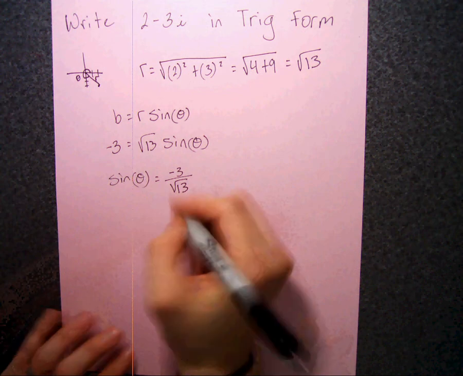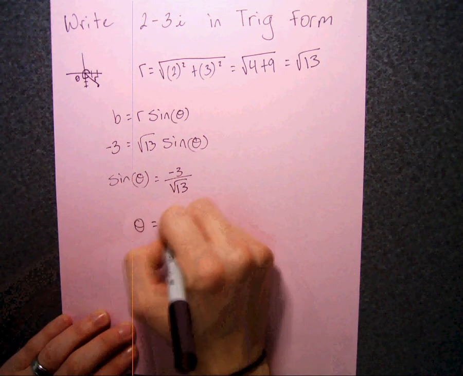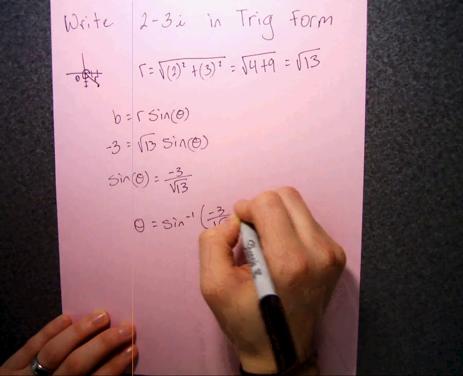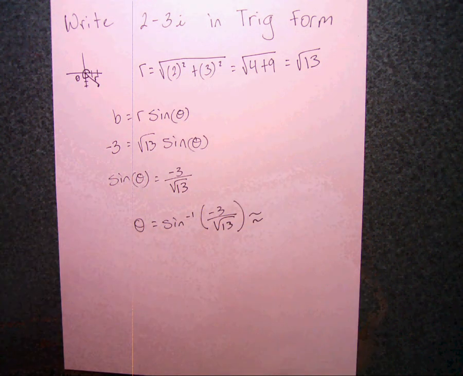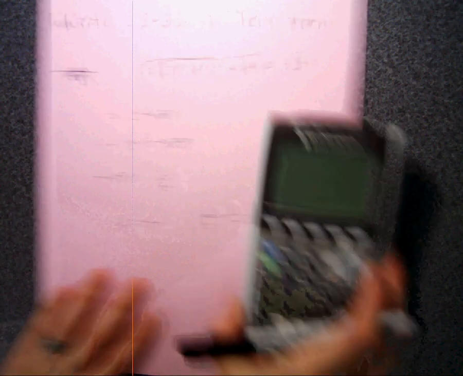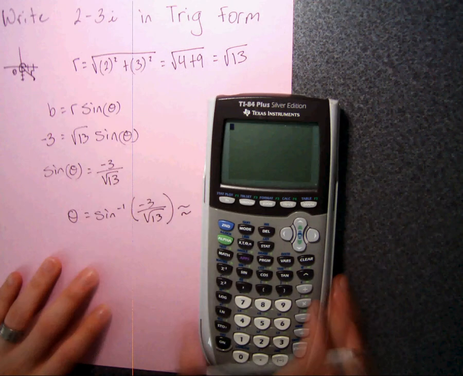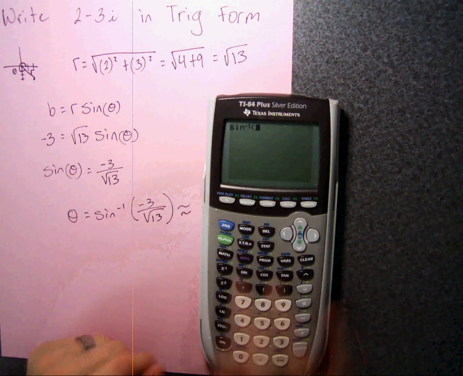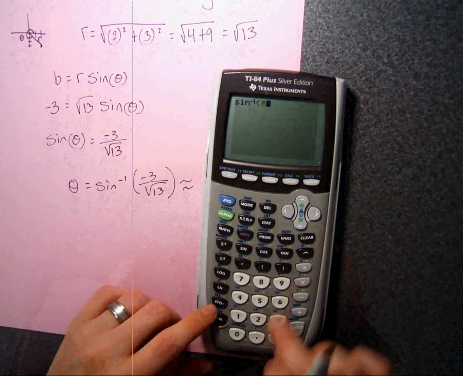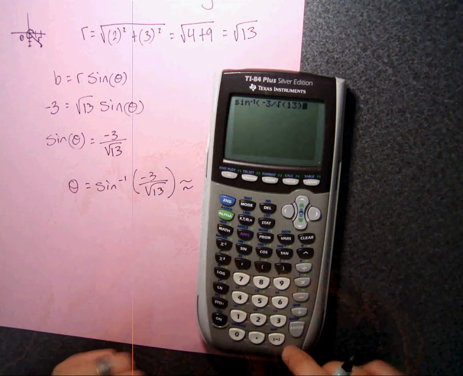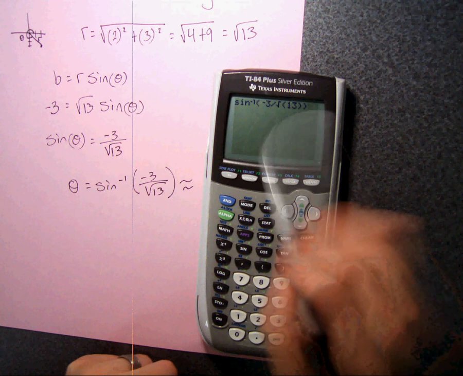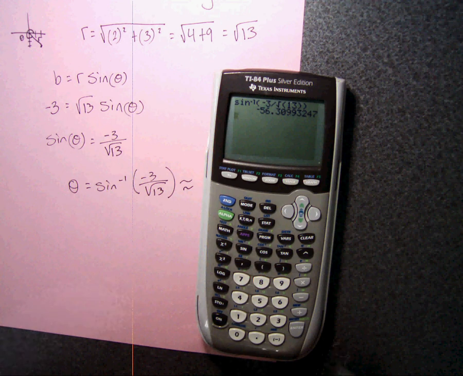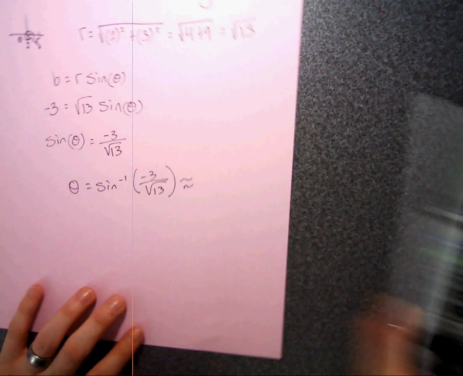So handy dandy calculator. Make sure that we are in degrees. We'll write our answer in degrees. I am in degrees. So I will do sine inverse of negative 3 divided by the square root of 13. Make sure you enter everything in, put your parentheses in appropriately. And I get negative 56.31. Now, I don't want a negative angle. I want a positive angle. I know I'm in the fourth quadrant.